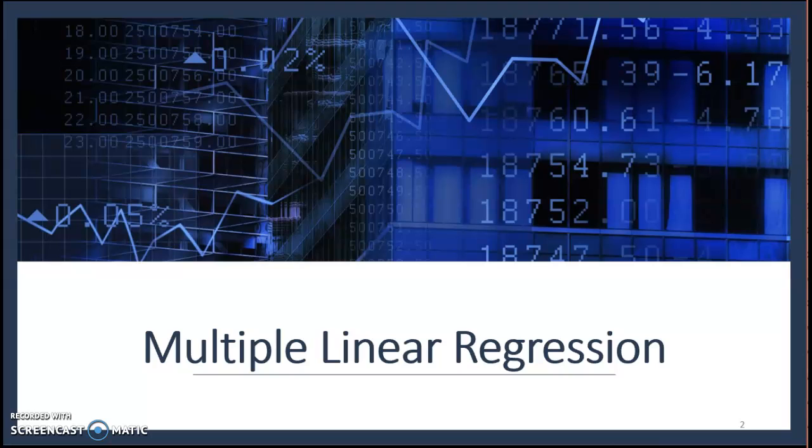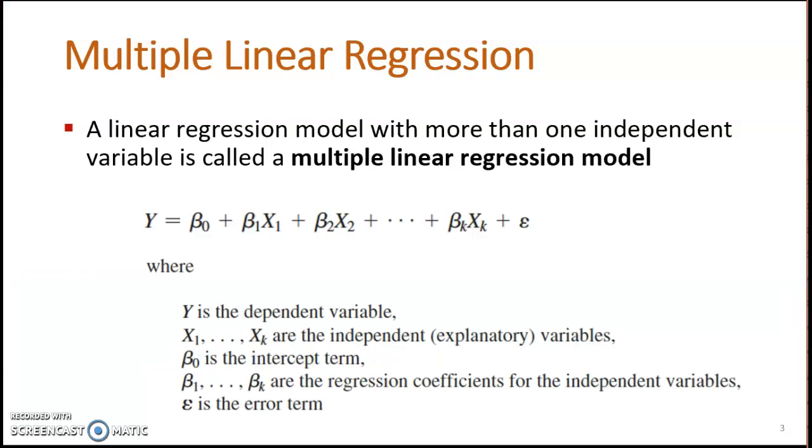In this particular video, we are going to look at multiple linear regression. A linear regression model with more than one independent variable is called a multiple linear regression model. Simple linear regression model is just a special case of multiple linear regression. A multiple linear regression model has the form y equals beta naught plus beta 1 x1 plus beta 2 x2 plus ... beta k xk plus epsilon.